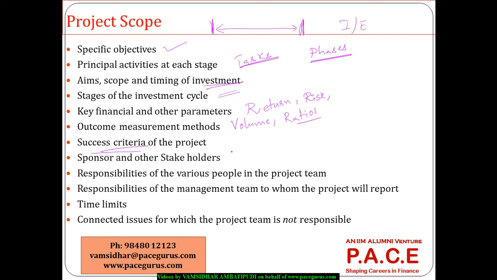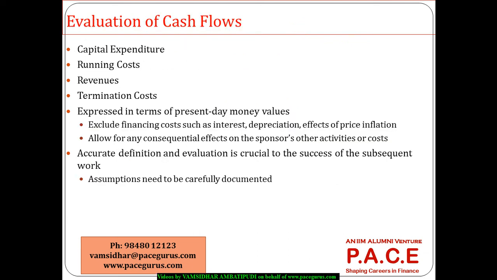Who is the sponsor? Who are the various stakeholders? What is the responsibility of each and every member of the project team? What is the responsibility of the management? For what items are they responsible and for what items are they not responsible? All these elements go as a part of the very detailed project scope document. Only based on that project scope document, the appraisal process is going to happen.